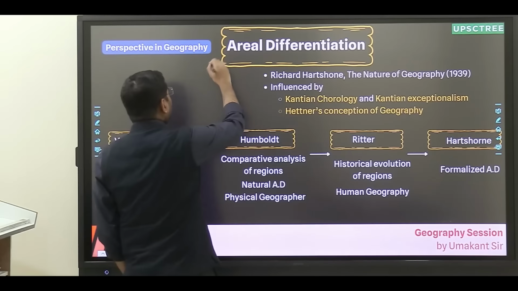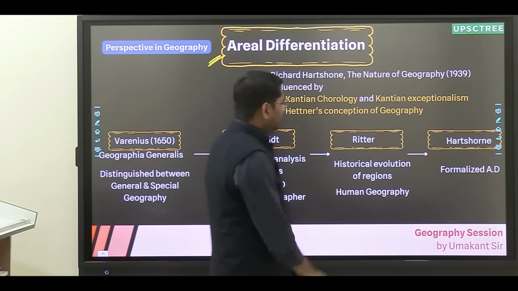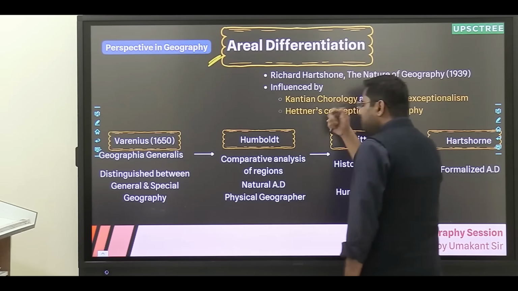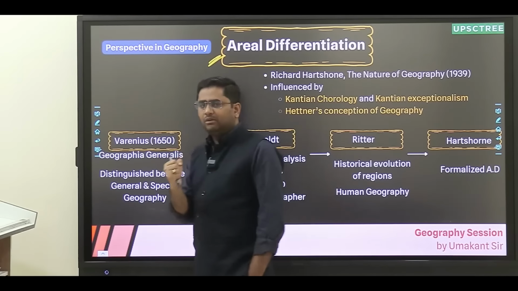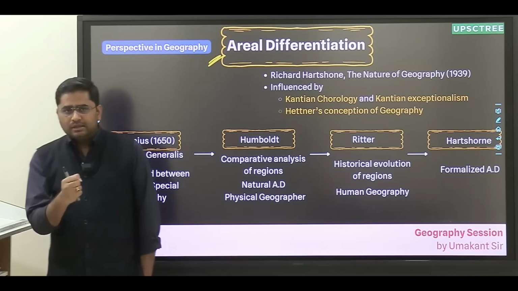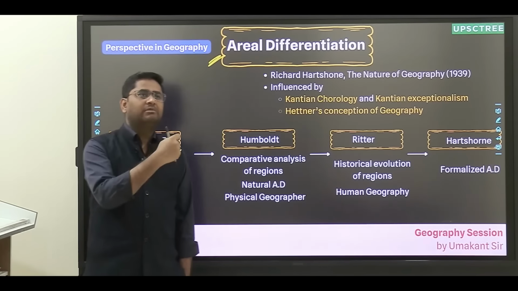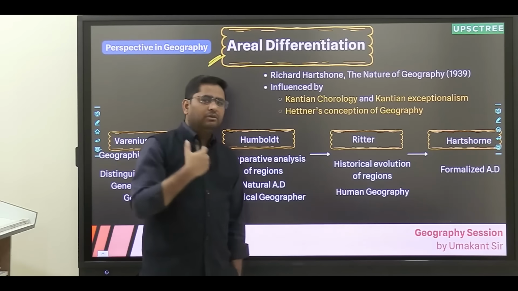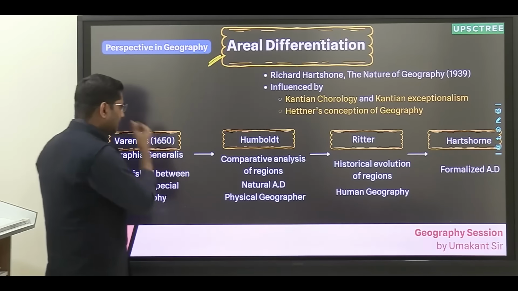Next, discuss about areal differentiation. That is what the syllabus begins with anyway. But I wanted you to give that background. If you don't understand the background, you won't understand geography as a subject, how it started, what happened. I gave a very extremely brief introduction. Okay? Usually I take 2-3 classes on that.